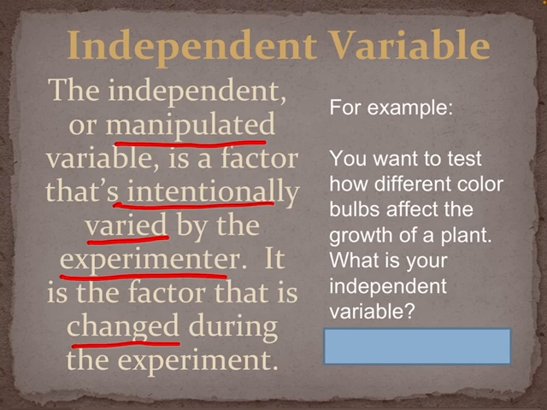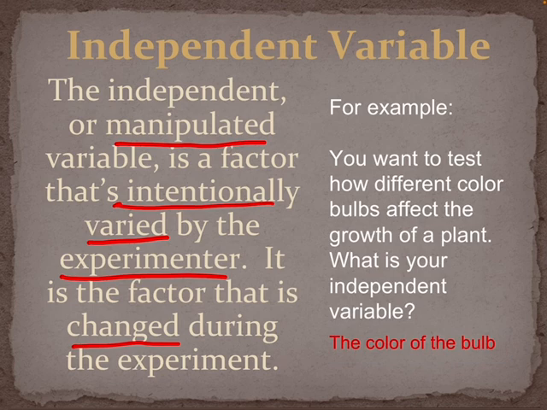And it's really important that you're able to identify independent and dependent variables. Those questions will come up all the time. So, for example, you want to test how different color bulbs affect the growth of a plant. That's your experiment. So what do you think your independent variable is in this scenario? I think you should either pause the video or think in your head, what do you think the independent variable is? If you said the color of the bulb, you are correct, because that's what's changing.